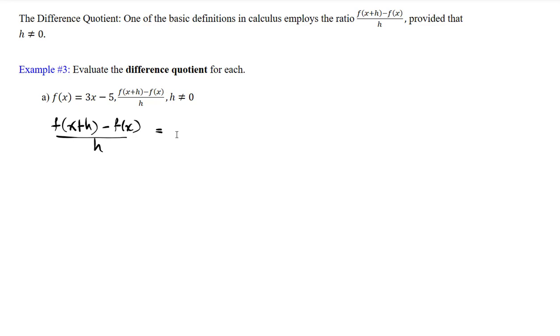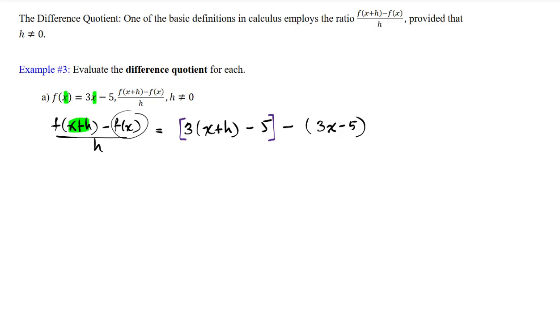And to evaluate f of x plus h, we're going to replace the input value x with the expression x plus h. So this simplifies to 3 times the quantity x plus h minus the number 5. This defines the first term of the difference in the numerator of the difference quotient. Following this is the function f of x. So our function here is 3x minus 5.